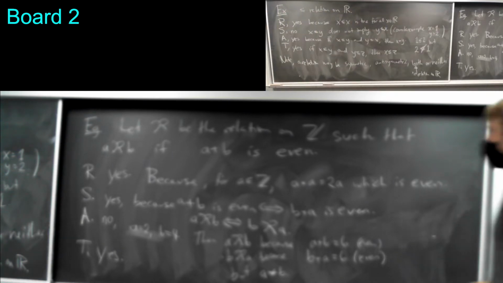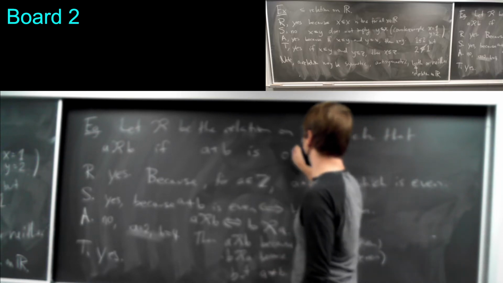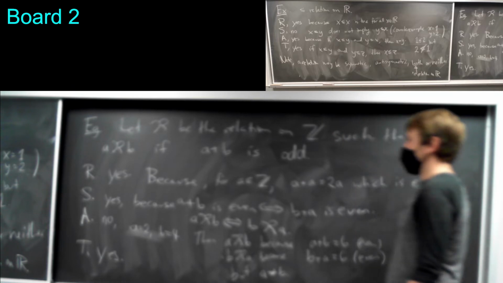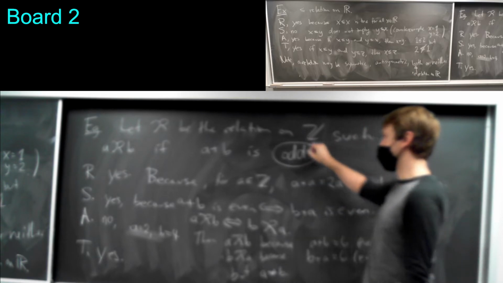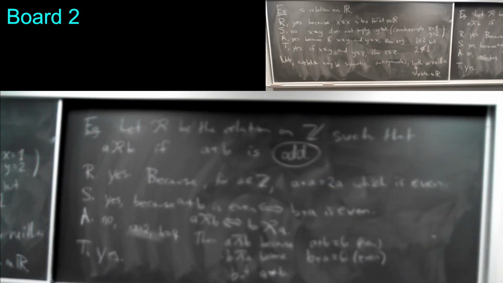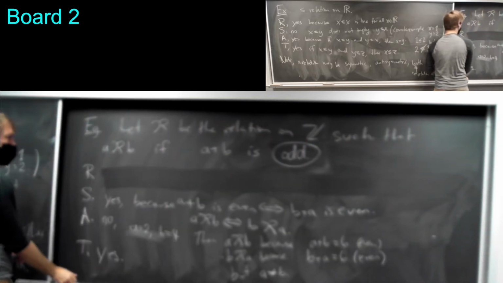What if I change this to odd here? So how would the answers change? This used to say even, but now I've changed it to odd. So how about reflexive? Reflexive is going to be false, right? In fact, it's super not reflexive because you never have a related to a.